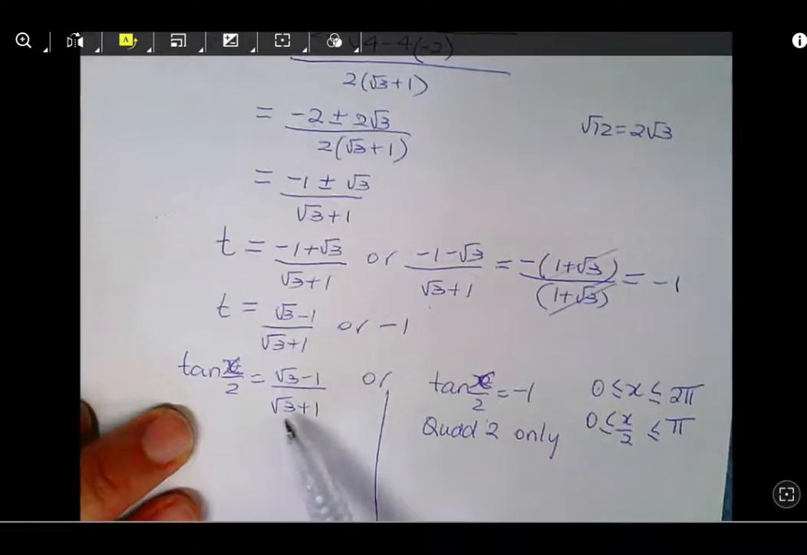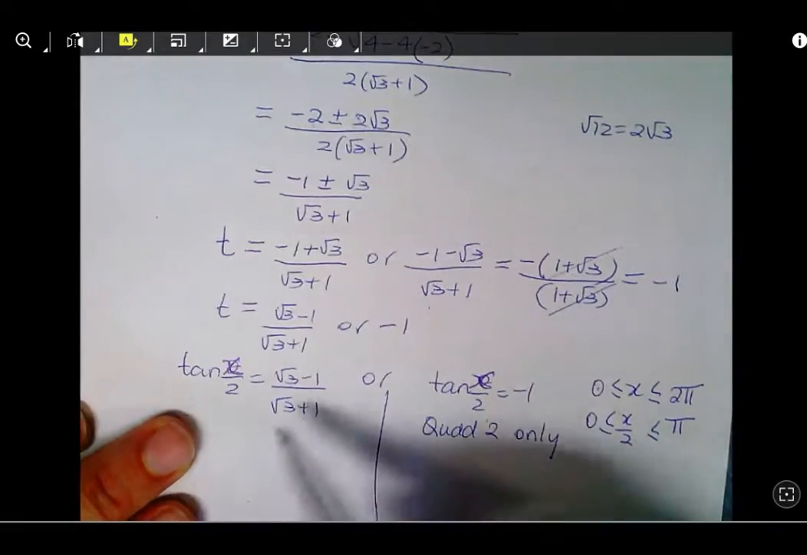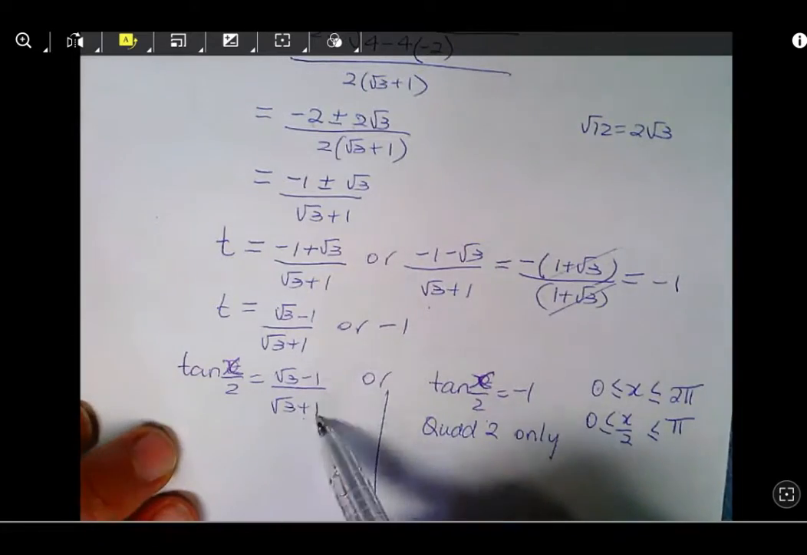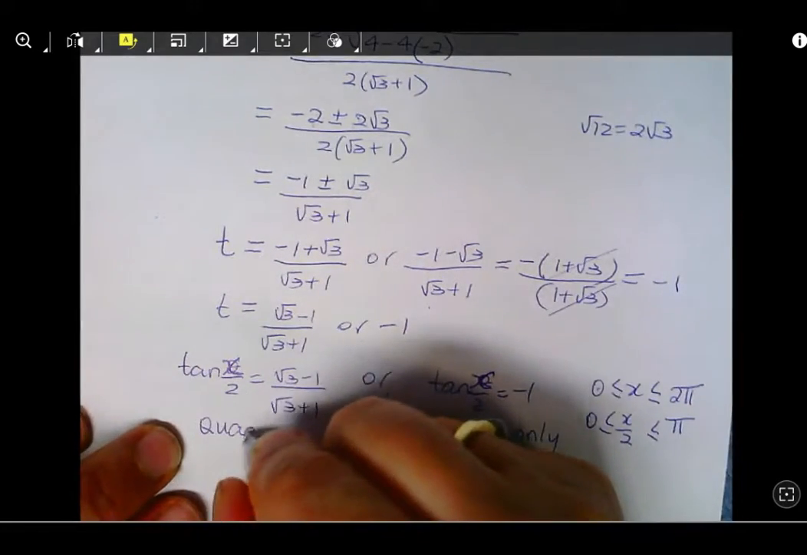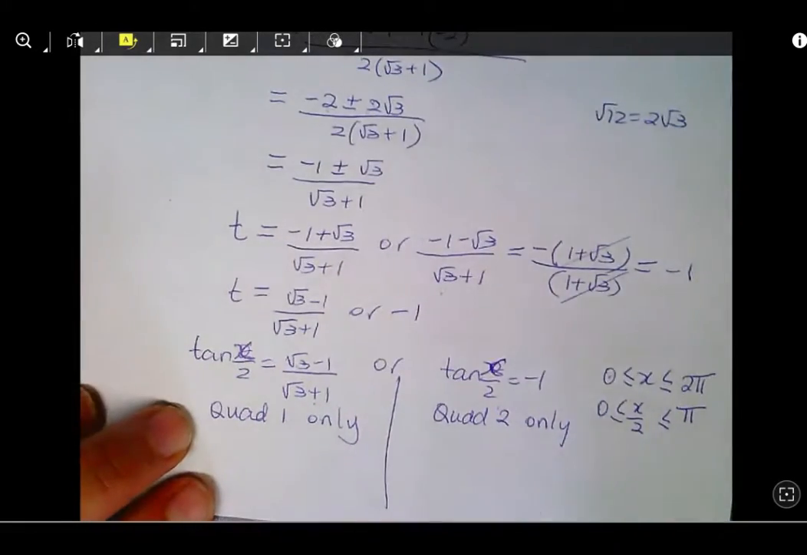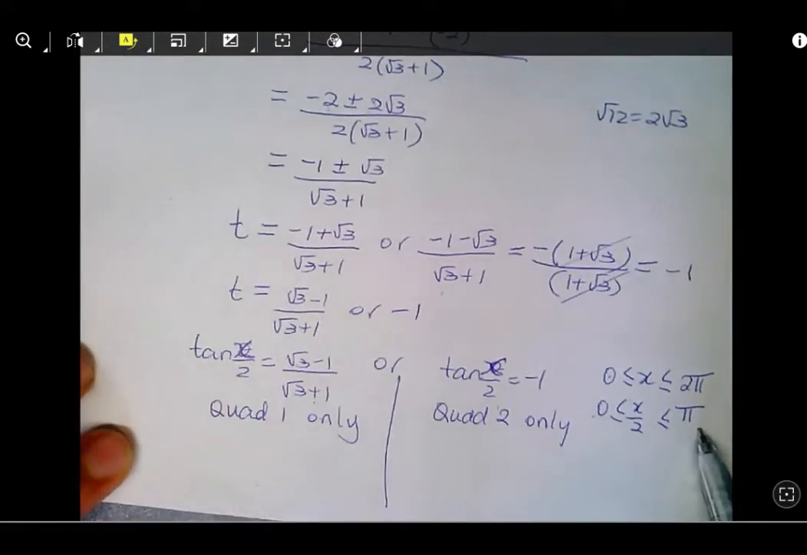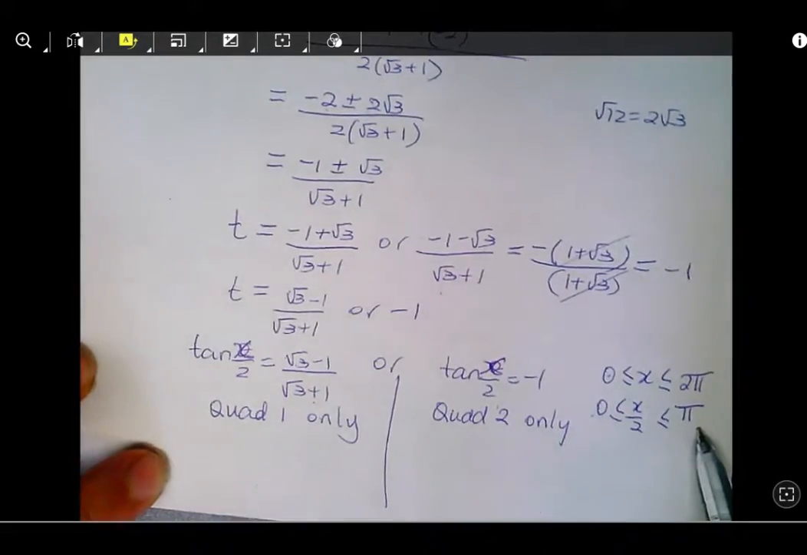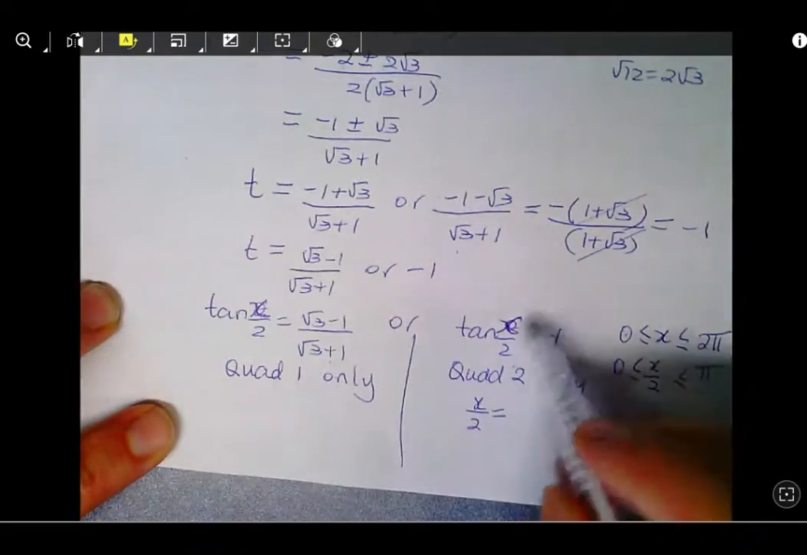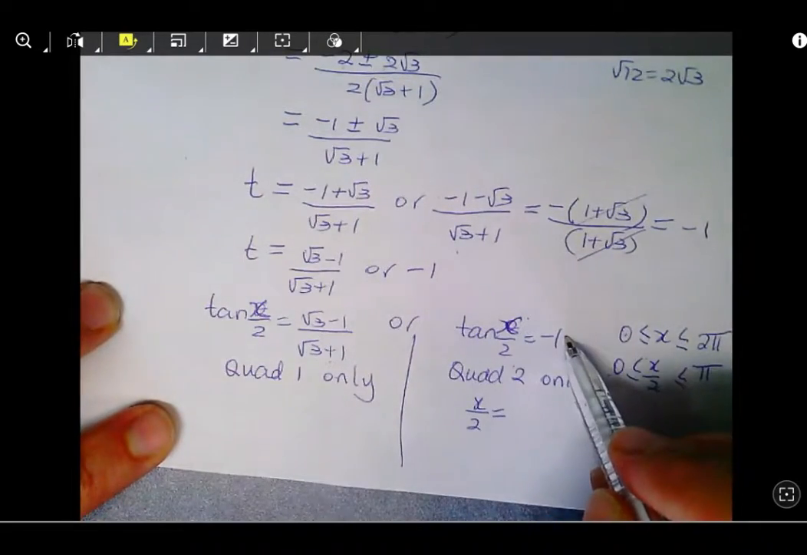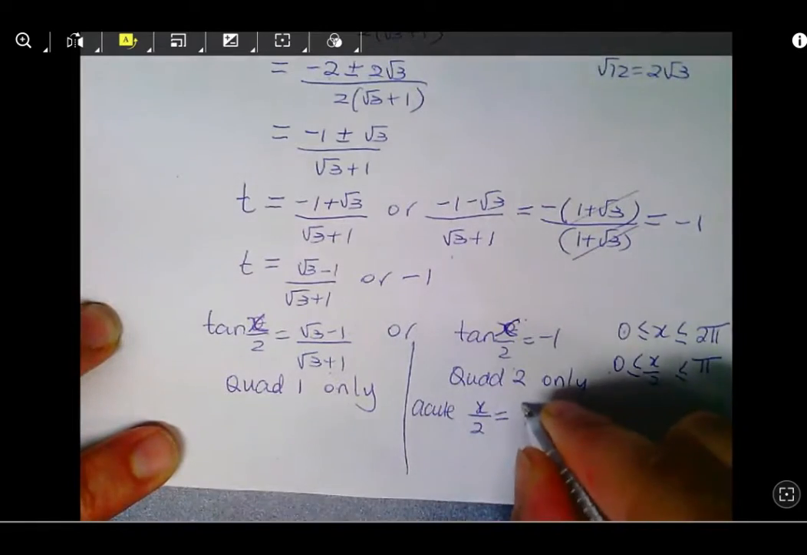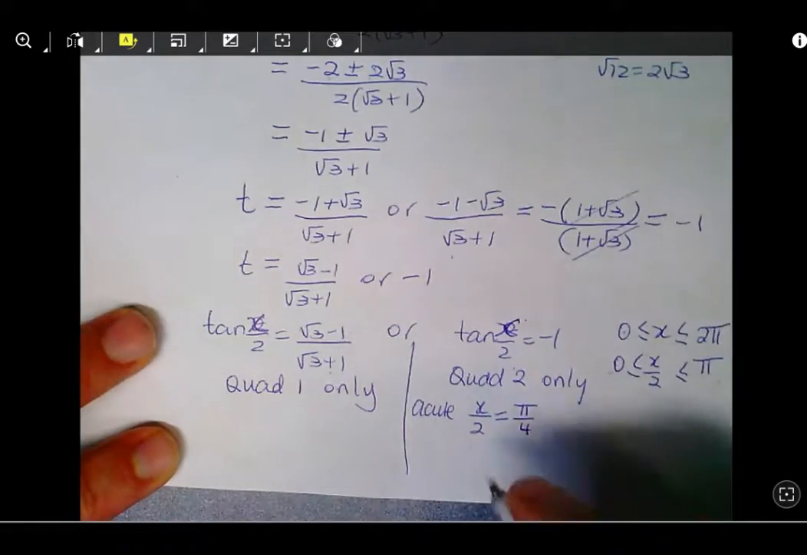Now you need to see whether this expression will be positive or negative. Root 3 minus 1 is positive. Root 3 plus 1 is positive. A positive divided by a positive is a positive. So this is quadrant 1 only, not quadrants 1 and 3, because our domain only goes up to pi, which is 180 degrees. So now x on 2, tan of what is 1? It's tan of 45. So acute angle x on 2 is 45 degrees, which is pi on 4.